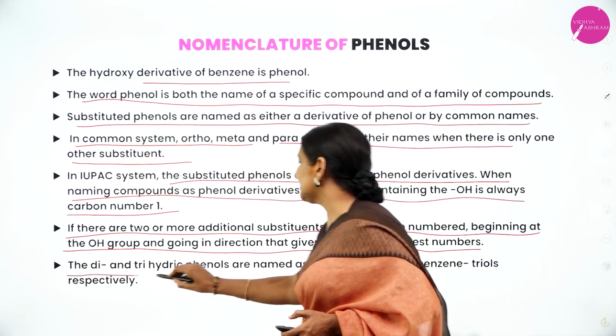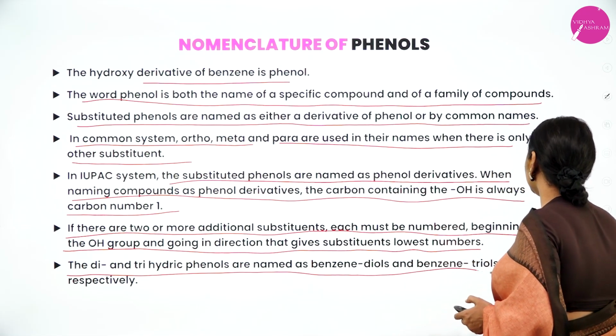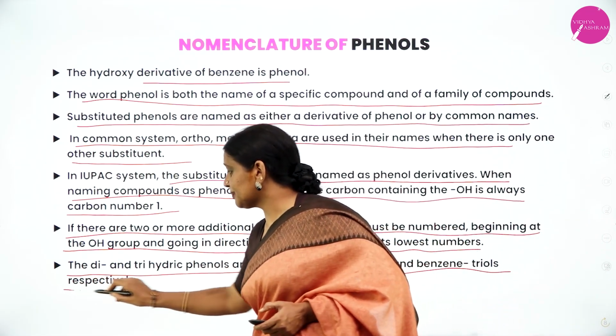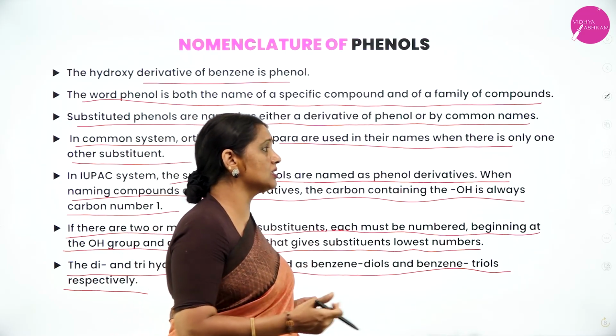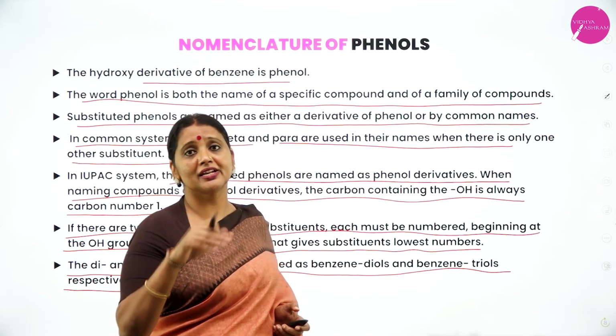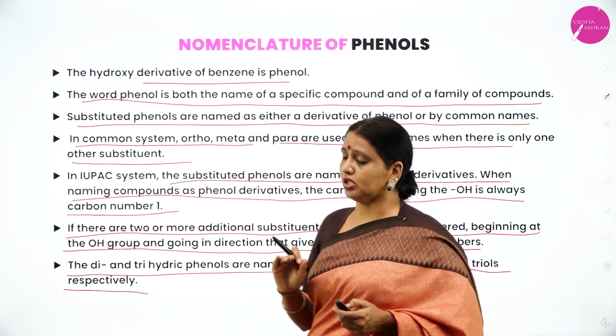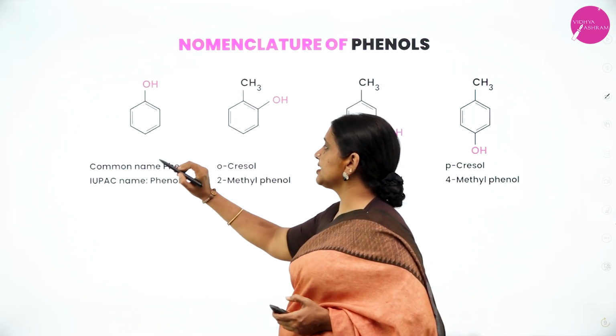The di and trihydric phenols are named as benzene diols and benzene triols respectively. If it contains 2 OH groups, it is named as benzene diol. If it contains 3 OH groups, they are named as what? Benzene triols. Now consider examples.